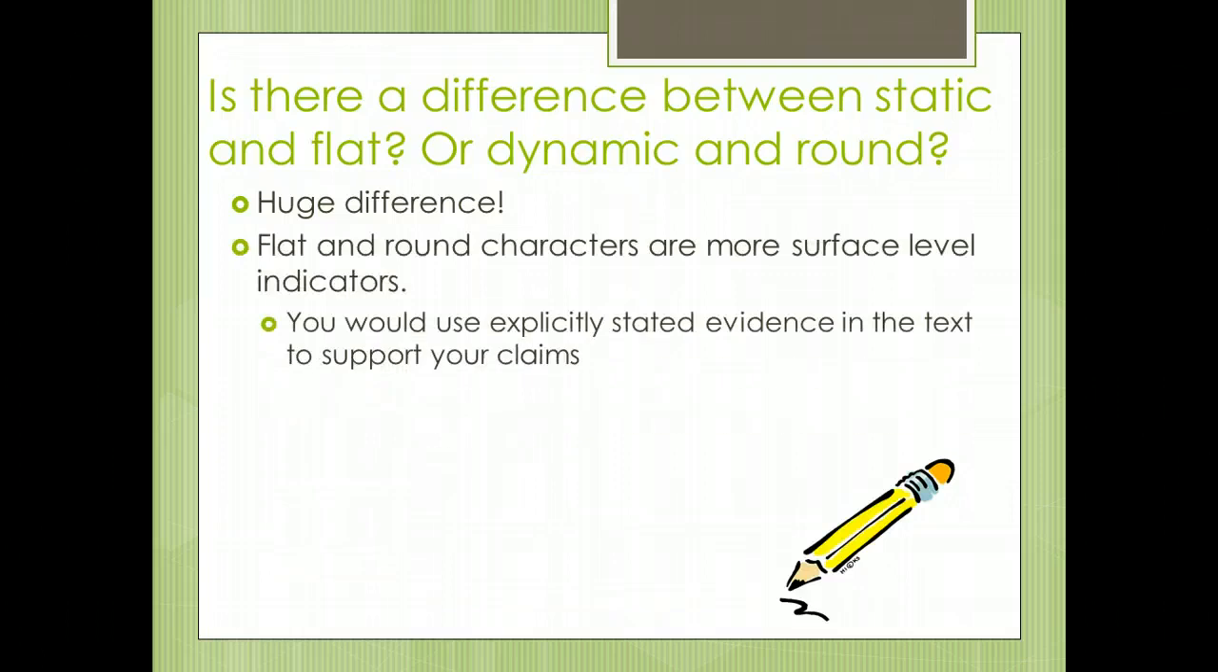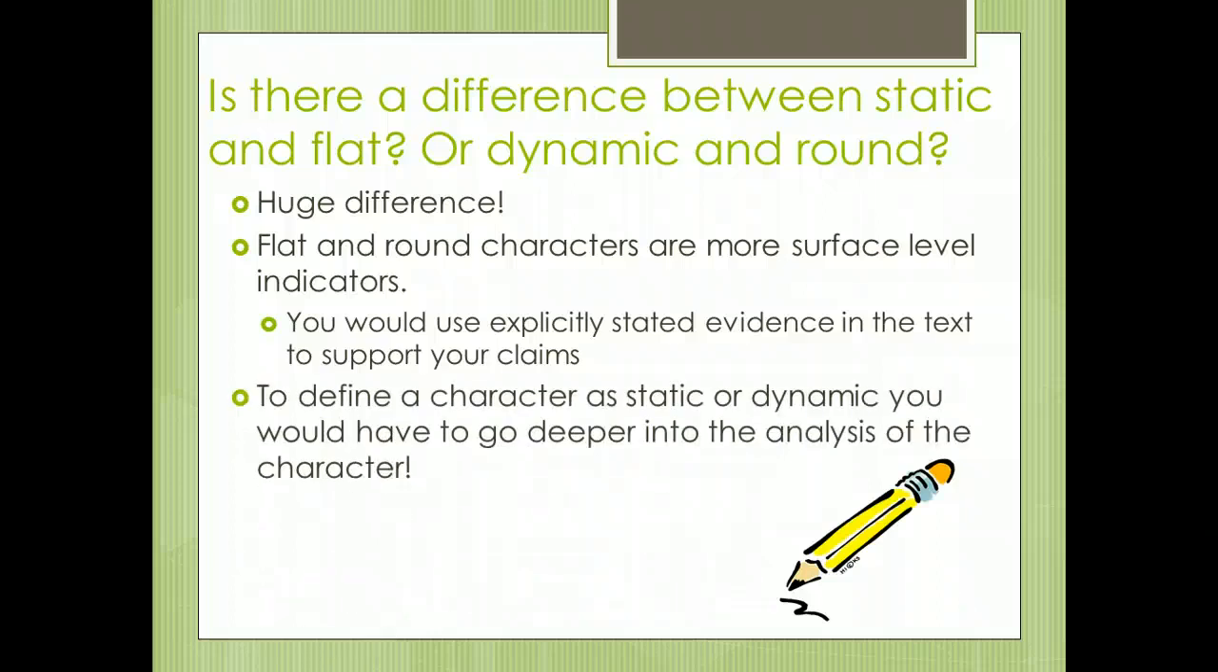Is there a difference between static and flat, or dynamic and round? There's a huge difference. I think flat and round characters are more surface level indicators and are more elementary. You would use explicitly stated evidence in the text to support what you're talking about, whereas to define a character as static or dynamic, you would really have to go deeper into the analysis of the character. So how do we go deeper?